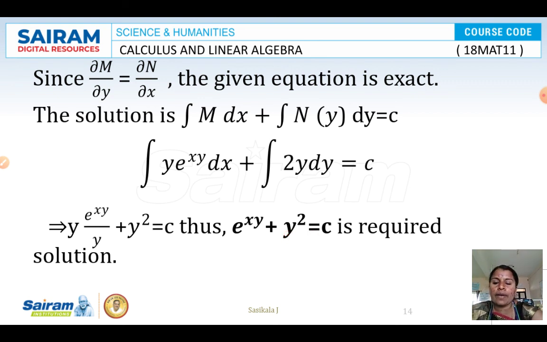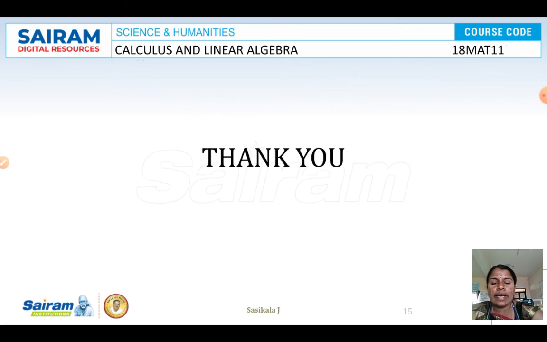So this is for your exact equations. When you have an exact equation, you can directly integrate the M function with respect to x, treating y as a constant, and then when integrating N, the terms that do not contain x will come. If it contains x, it will go to 0, otherwise you can integrate as usual. Okay, so that's all for exact equations, and thank you.